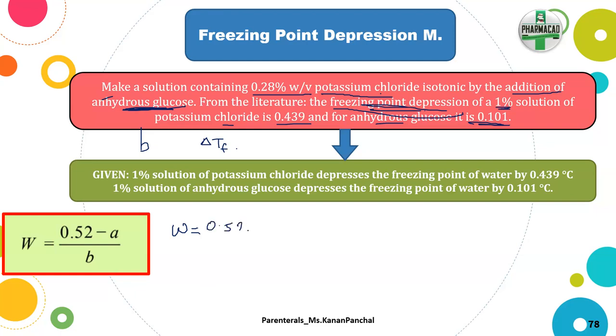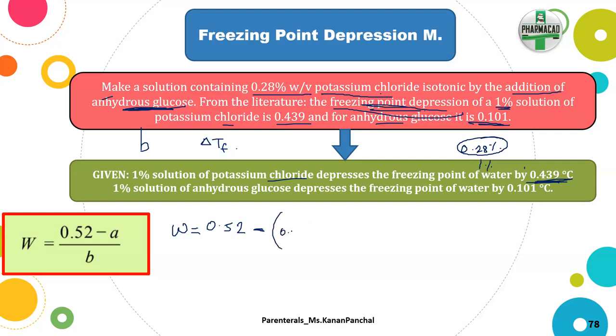So, W is 0.52, ye to constant hi rahega, minus A. A is what, the freezing point depression of your unadjusted substance. Matlab KCl ka freezing point depression, which is calculated at 1%. So 1% KCl ka freezing point depression itna hai. But are we dealing with 1% KCl? No. We are dealing with 0.28% KCl. Correct? And it's a colligative property. Colligative property, amount of solute ke saath change hoga. So depression in freezing point bhi amount of solute ke saath change hoga. Correct? So 1% KCl ka itna hai depression in freezing point. So 0.28% ka kitna hoga?